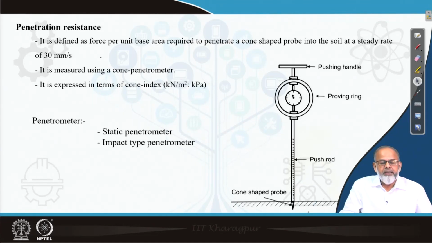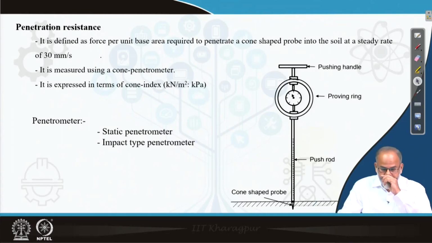So, there are basically two types of cone penetrometer. One is static cone penetrometer, the other one is impact type cone penetrometer. And whether it is static or impact type, the cone penetrometer will have a cone base at the bottom, then there is a rod and there is a proving ring with a pushing handle or a stopcock.